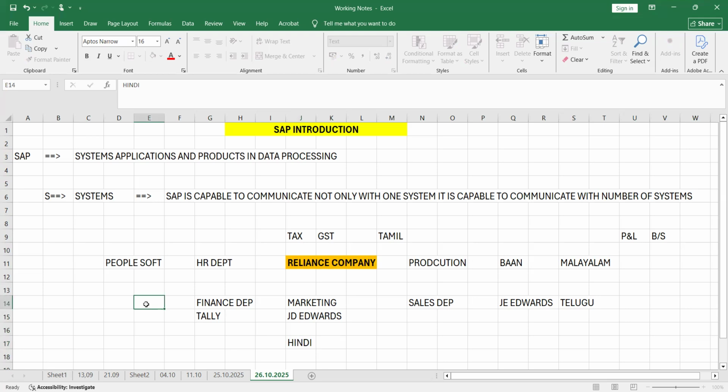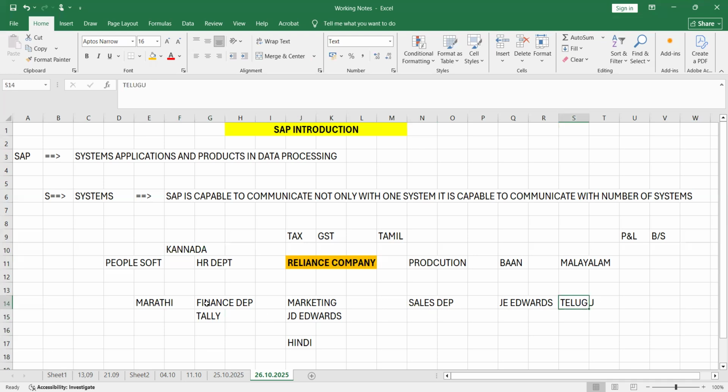The person who is working in the finance department knows only Marathi, right? And the person who is working in the HR department knows only Kannada, right? I want a common report. The person who is working in the tax department knows only Tamil. He doesn't know any other language, right? The person in the finance department knows only Marathi. He doesn't know any other language. The person in the sales department knows only Telugu.